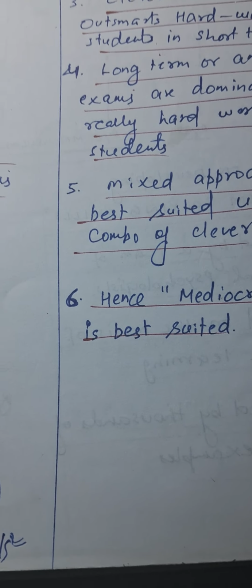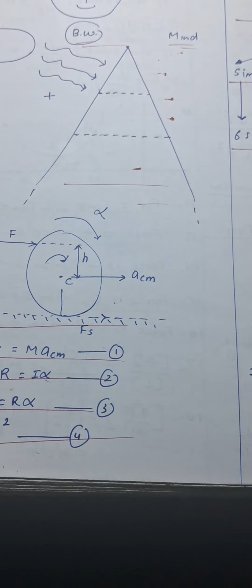So adopt a mediocre strategy. That means you should learn how to solve questions from the fundamentals, plus you should also learn how to use tricks. A mix of these will give you the best result, the best output. So a mixed approach is better, and we can say the mediocre approach is best suited. I think you get the point.